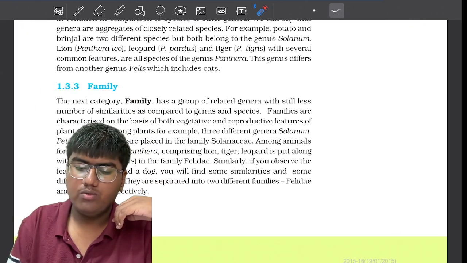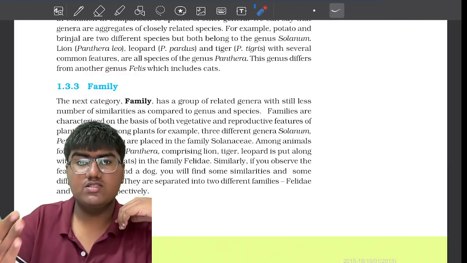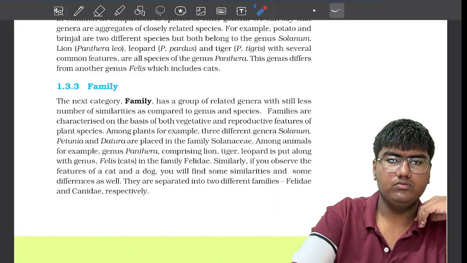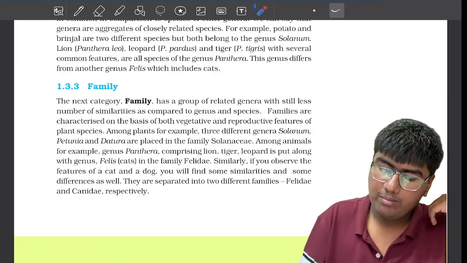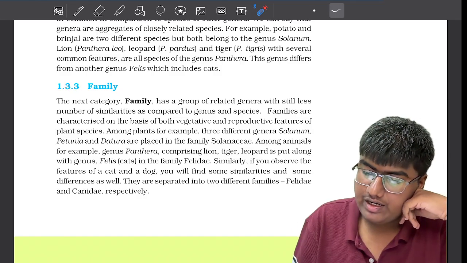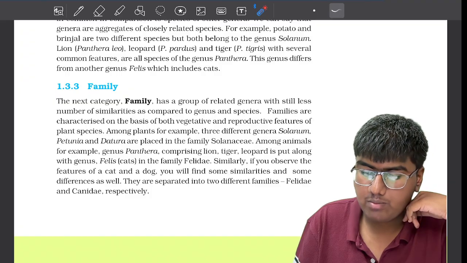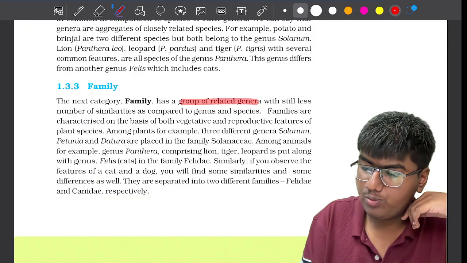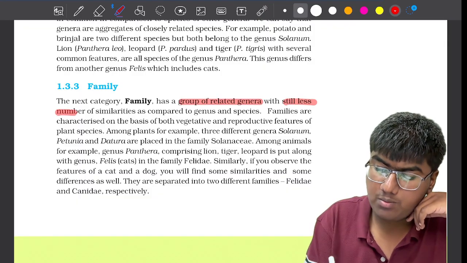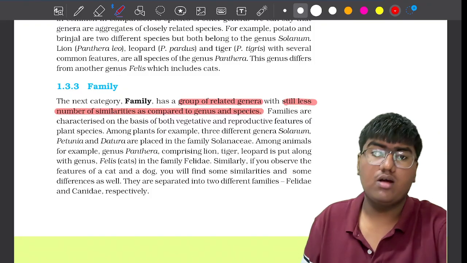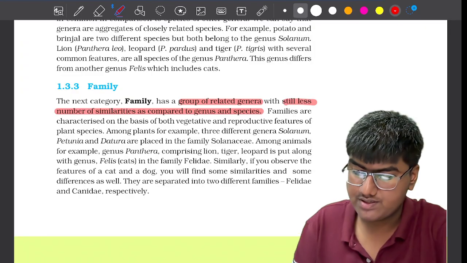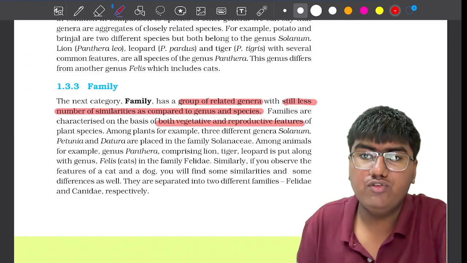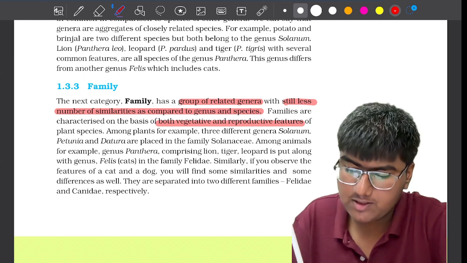Next, we come to family, which is the level below. Family has a group of related genera with still fewer similarities as compared to genus. What does it include? A group of related genera, but with still fewer similarities related to genus and species. Families are characterized based on both vegetative and reproductive features.